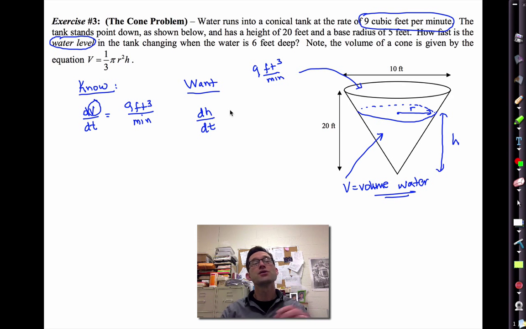At this point what we always do is come up with a formula that relates V to h. But they've given us that. That's what we have right here. That's our linking formula: V equals 1/3 pi r squared h.